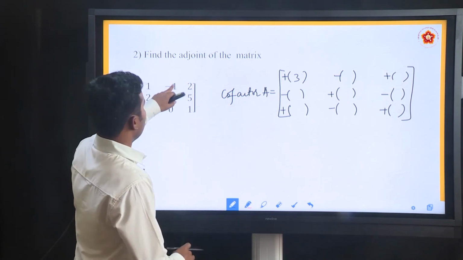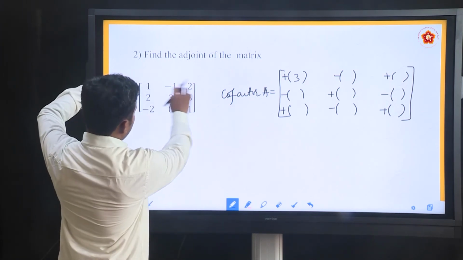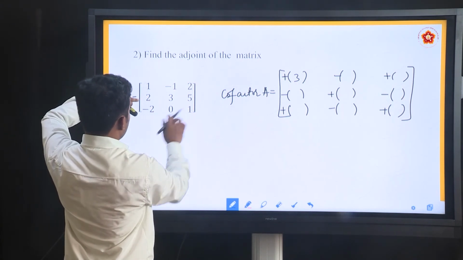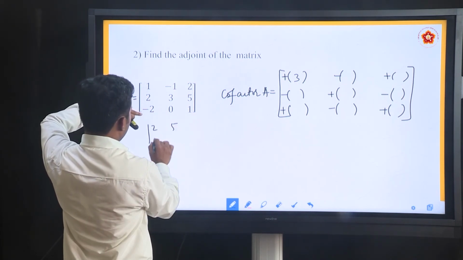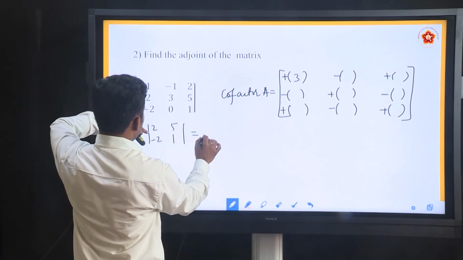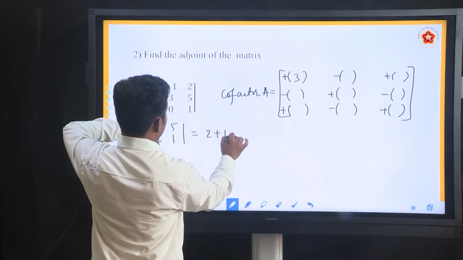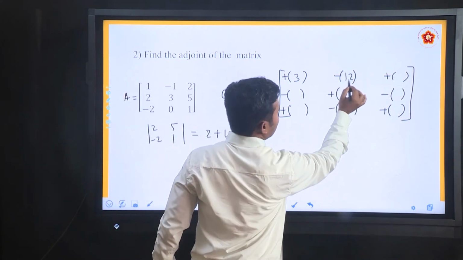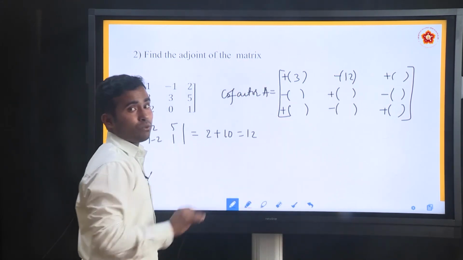Next, this element. You just delete the first row, second column. You take the determinant of 2 5, minus 2 1. What is the determinant of 2 5, minus 2 1? It is 2 plus 10, which is equal to 12. So plus 12 we got, but the minus sign is already there, so it will be minus 12, okay.